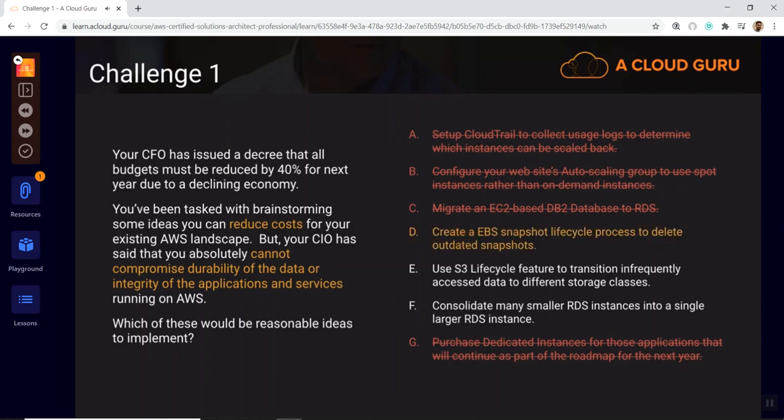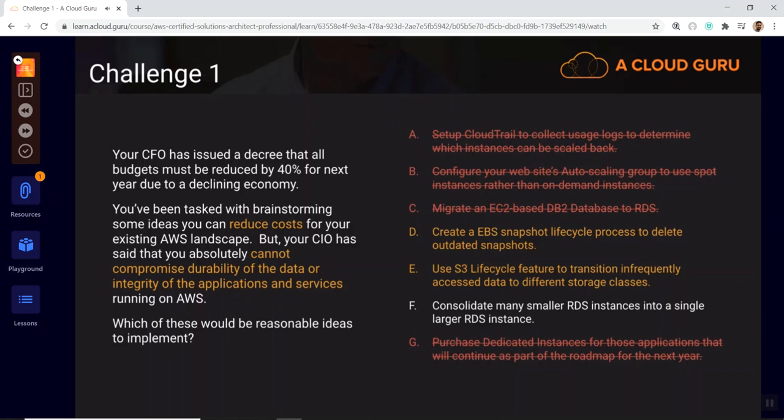Option E says use S3's lifecycle feature to transition infrequently accessed data to different storage classes. And yeah, I think that's a good idea. And one thing to note here is that just by transitioning to a different storage class, we don't affect the durability of the data. It's still the same durability, whether it's in standard or infrequent accessed, for example.